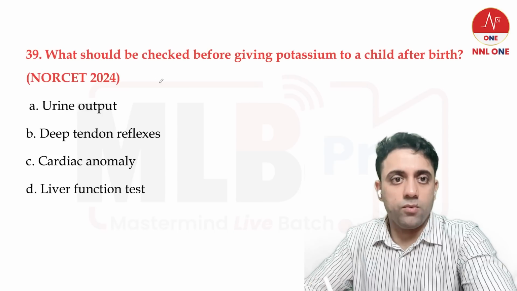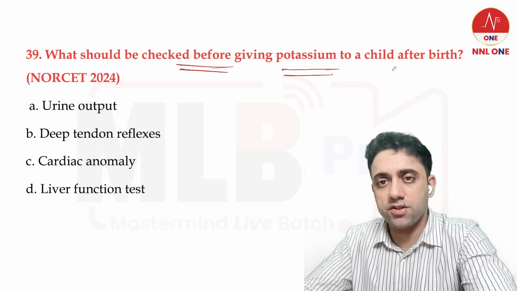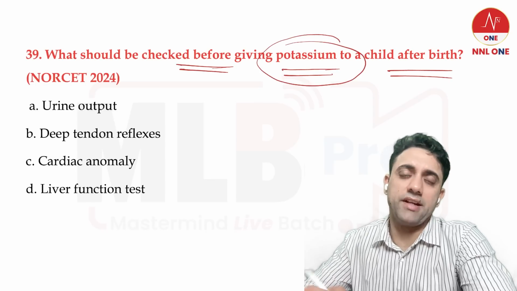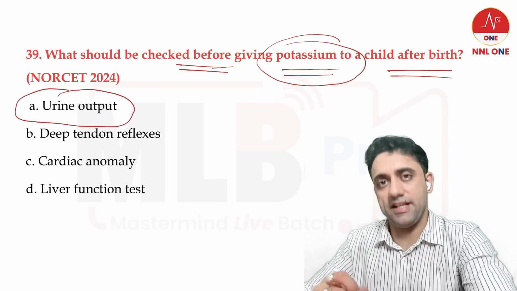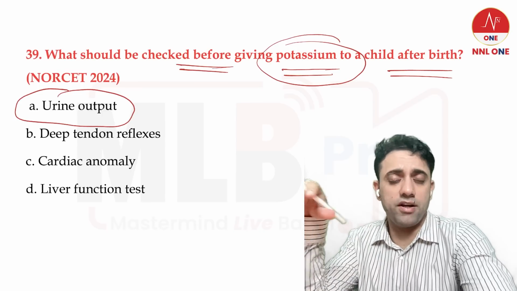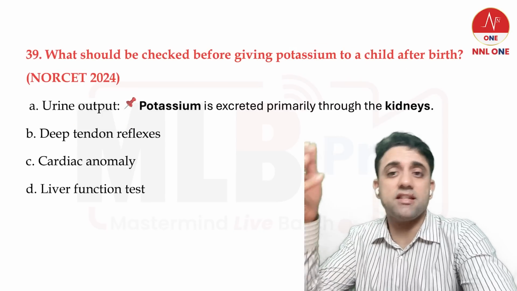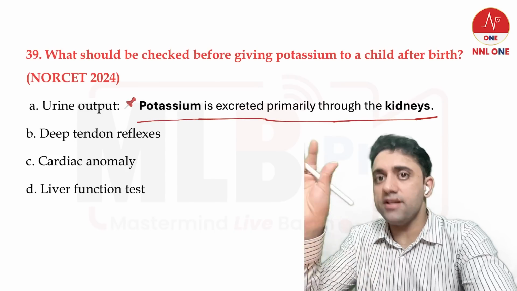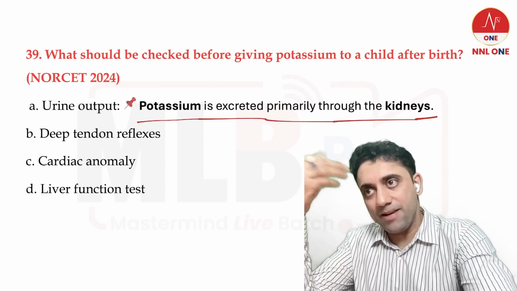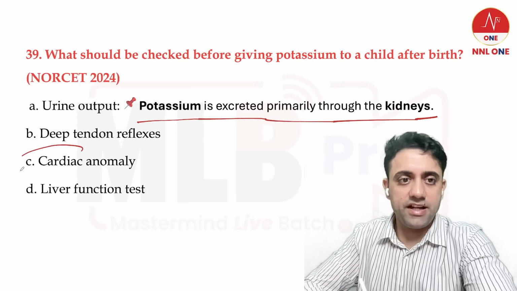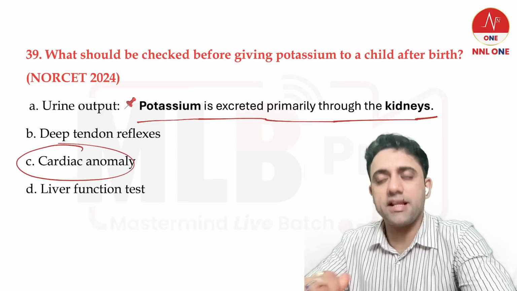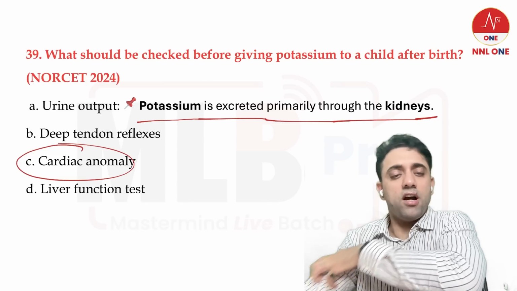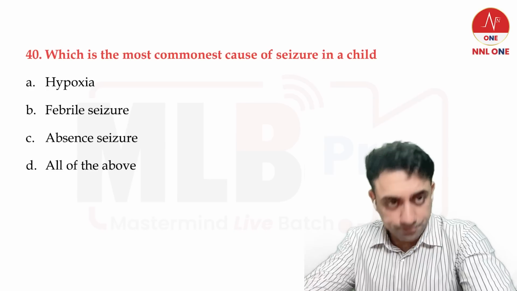What should be checked before giving potassium to a child after birth? Nice question. Basically, potassium is excreted by the kidneys. Potassium comes out of our body through the kidney. That's why urine output is very important. Hyperkalemia and hypokalemia can later cause cardiac anomalies, so an ECG should be checked if the patient has hypo or hyperkalemia. But first, check the urine output.